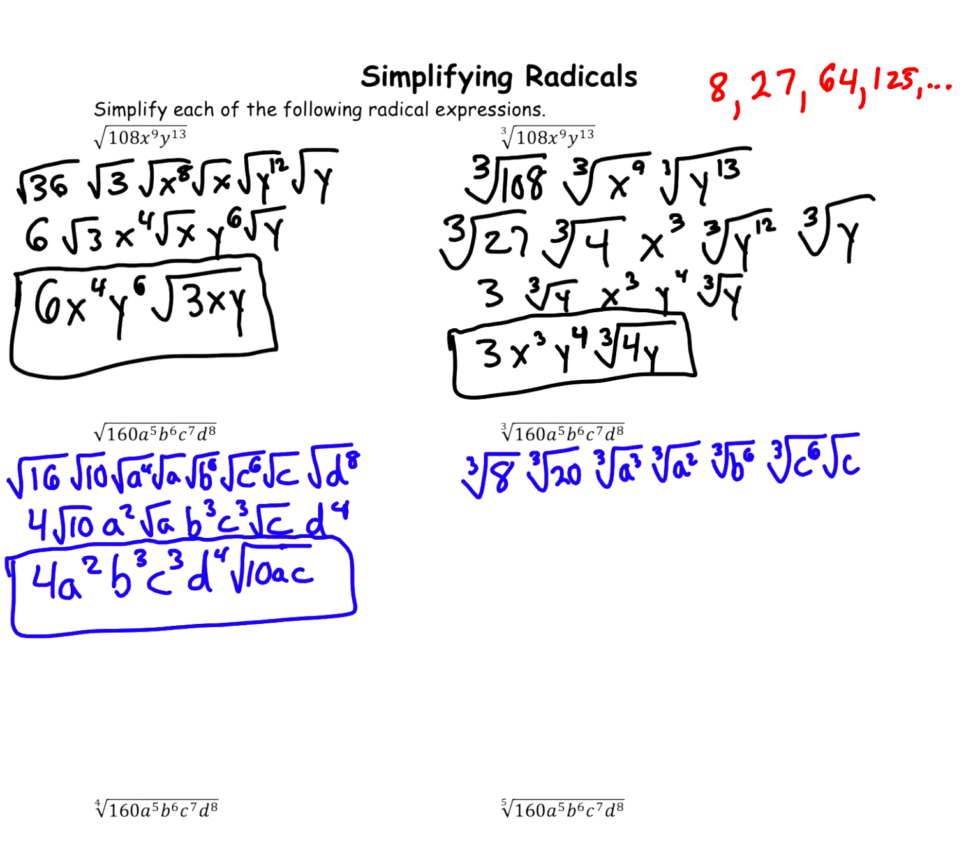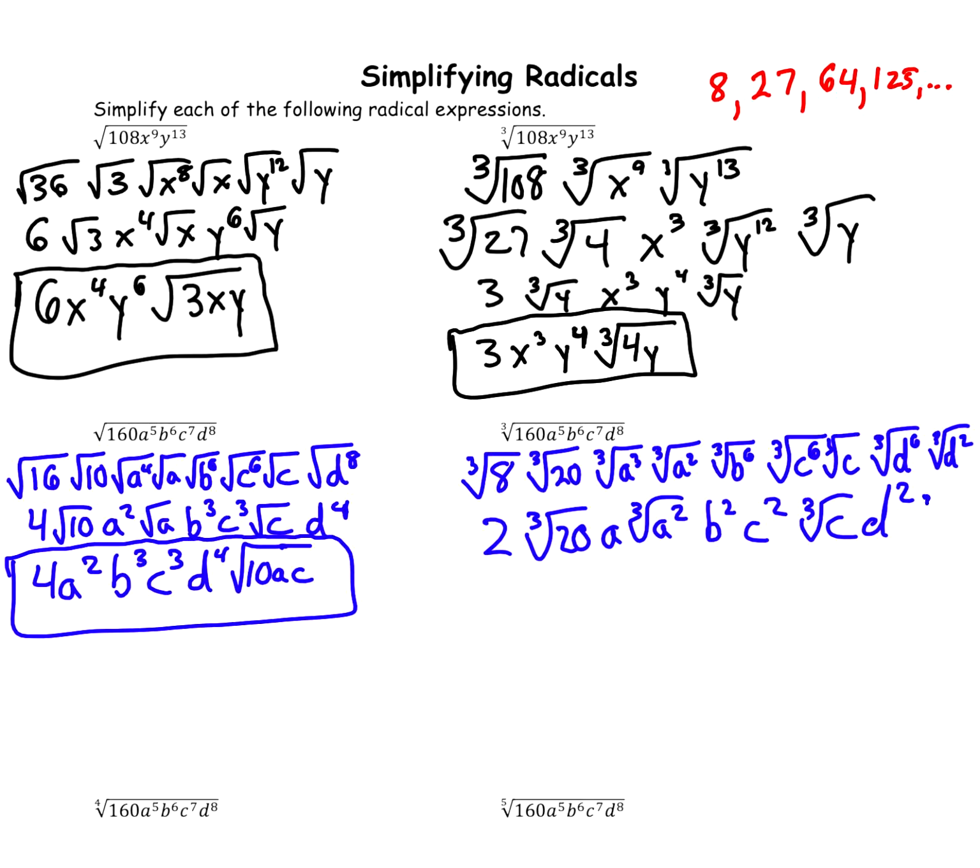And then we do the same thing with d. So it'll be the cube root of d to the 6th, then the cube root of d squared. What's left over? Simplify each cube root. We get 2 times the cube root of 20, a times the cube root of a squared, b squared, c squared, forgot my cube root on that, c times the cube root of c, d squared, and then the cube root of d squared.